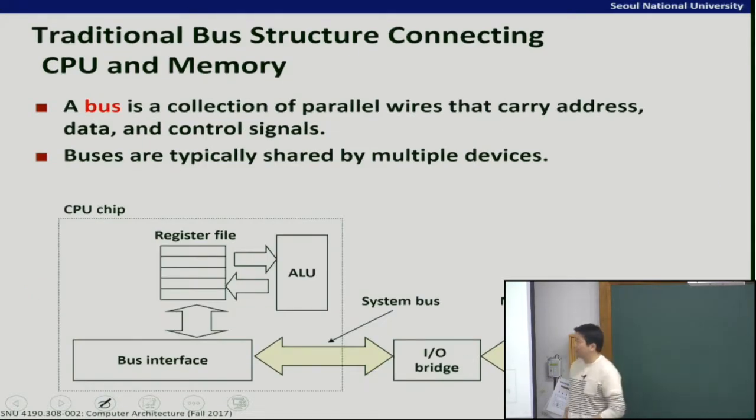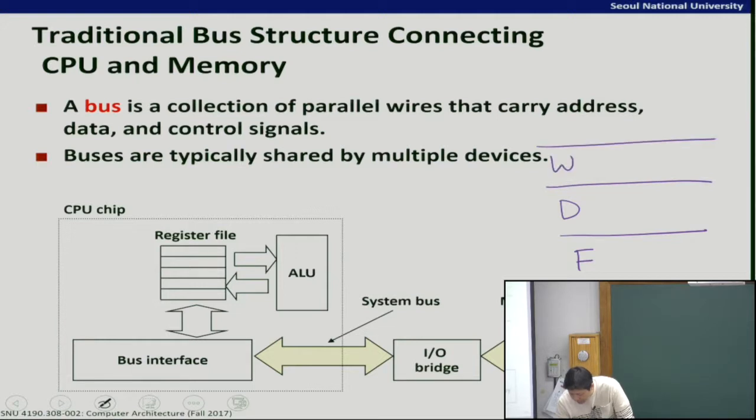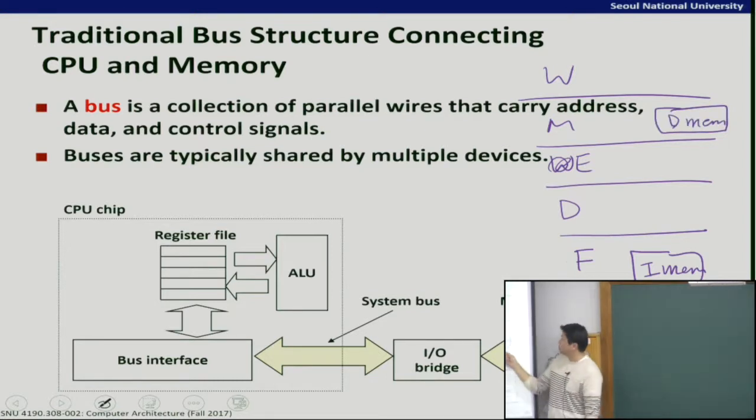So let's think about how this memory is actually connected to the CPU. Because last time, we talked about pipelining, and if you remember, we had 5 stages, right? F, D, E, M, W. And we had 2 memories, right? We had instruction memory here, and we had data memory here, if you remember correctly.